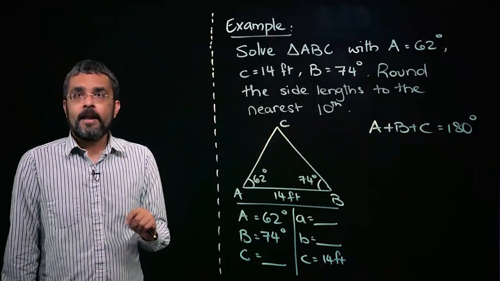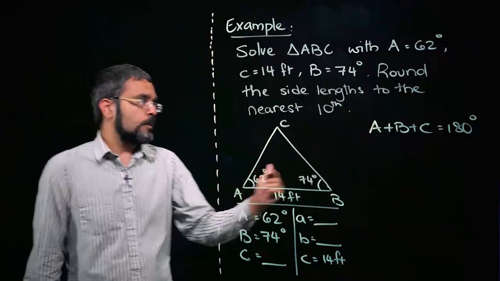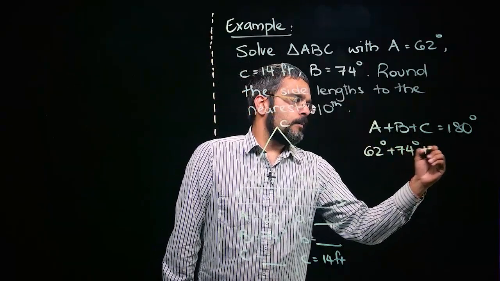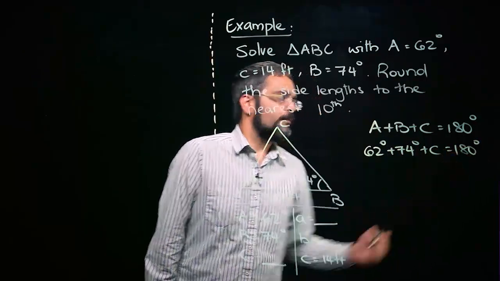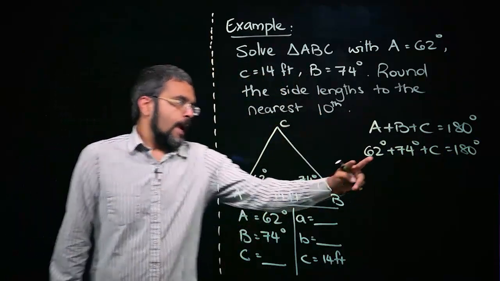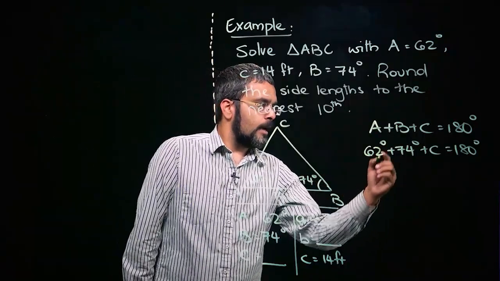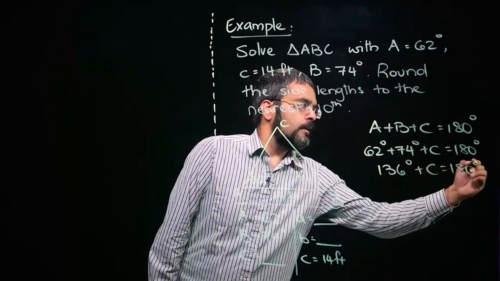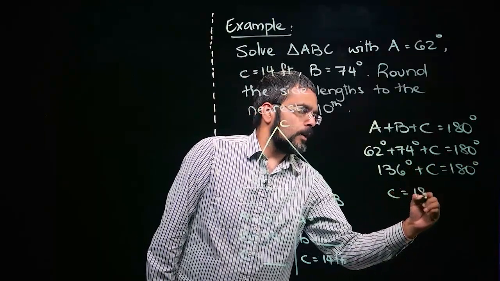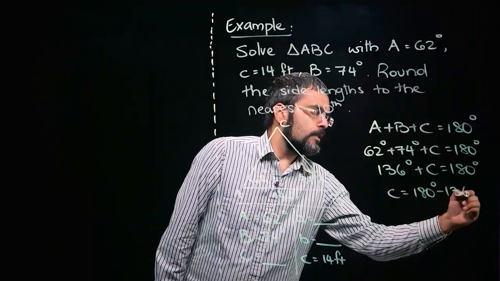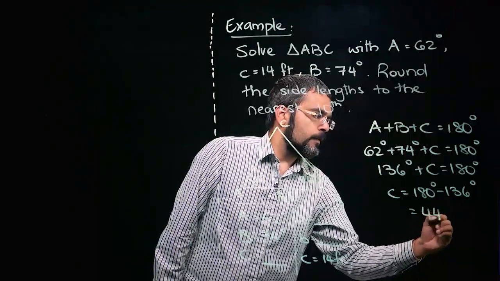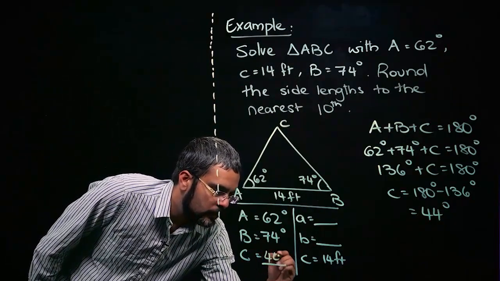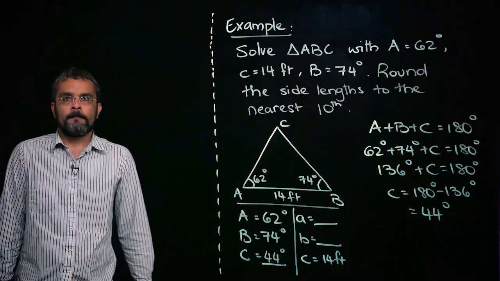All right. So I have A plus B plus C is 180 degrees, which means 62 degrees plus 74 degrees plus C is 180 degrees. Okay. Add the 62 and the 74 and I get 136. Plus C is 180. And so that tells me that C is going to be 180 degrees minus 136 degrees, which is 44 degrees. Okay. So C comes out to be 44 degrees.